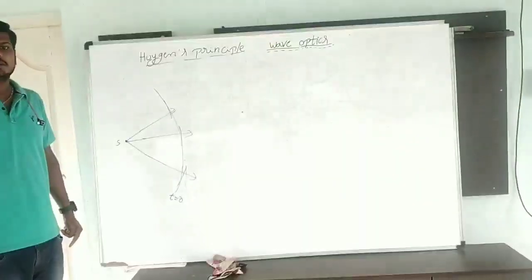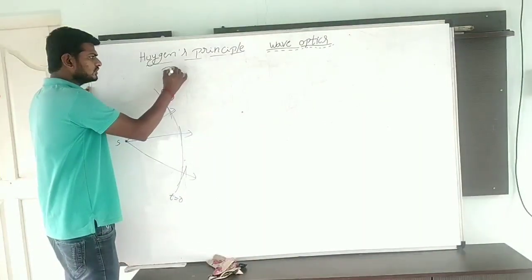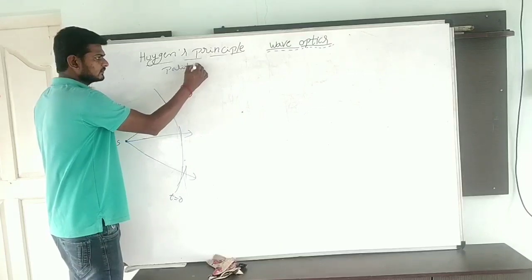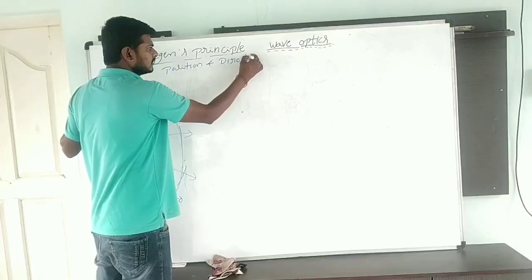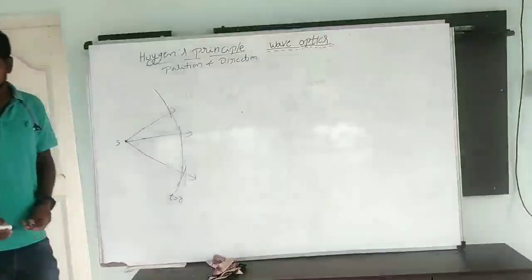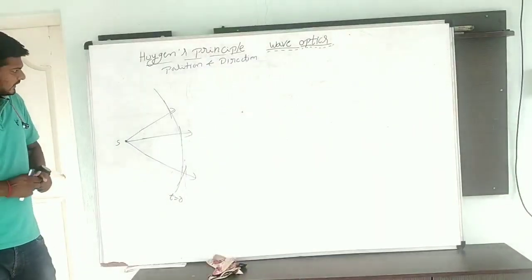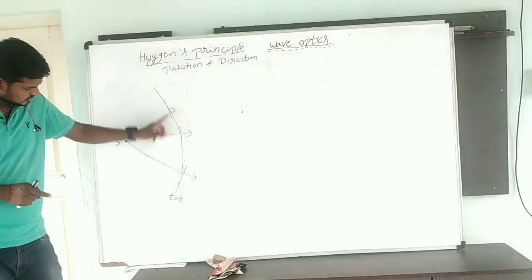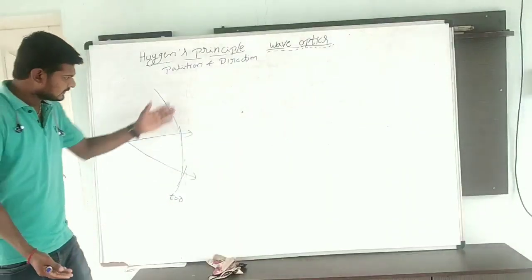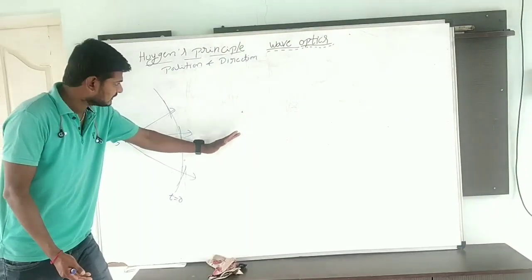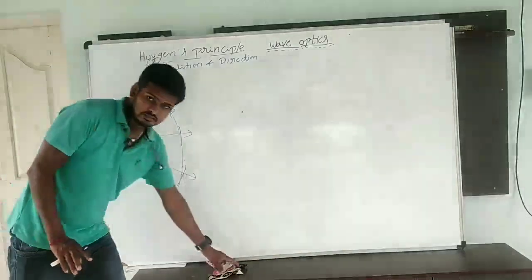We use Huygens' principle to find the position and direction. Clear? So the purpose of using Huygens' principle is simple. The source produces one wavefront at a particular instant of time. We have to find out the new wavefront after some instant of time, and for that we use Huygens' principle.